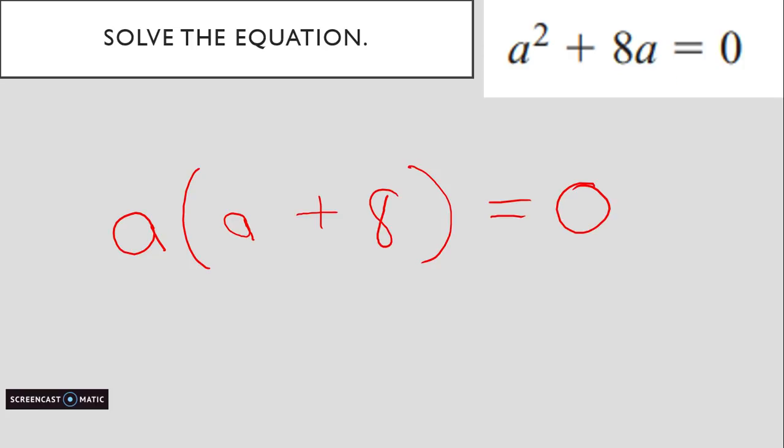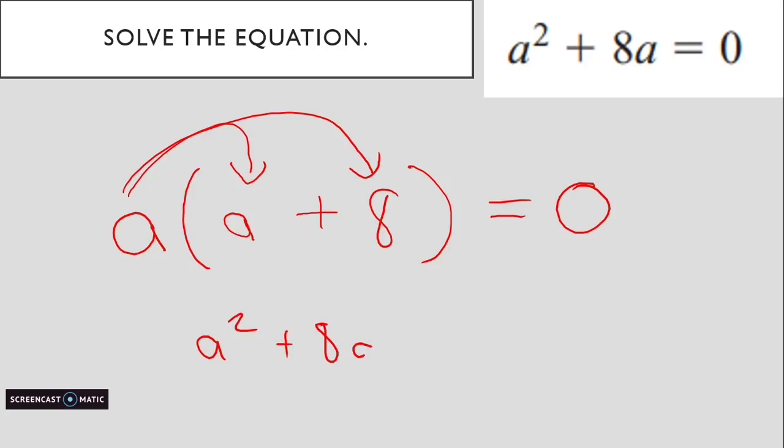Again, if you wanted to double check, you could always distribute. A times A is A squared. A times 8 is 8A. And that equals 0. So I know that what I factored is exactly what we started with. So we're good to go for solving for these two variables.